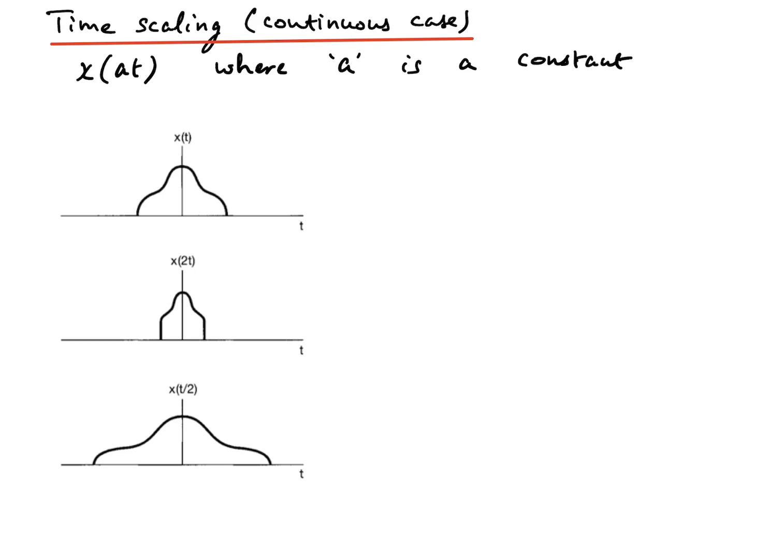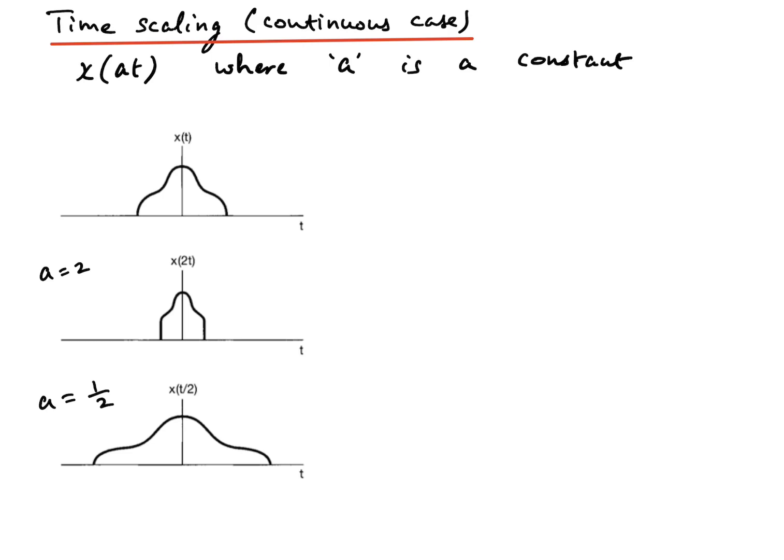Depending on the value of a, when a is greater than 1, we get a compressed version, and when a is less than 1, we get an elongated version. In this case it's x of a t, so a is equal to 2 here. For this example, a equals 2, and the other one is t by 2, that means 1 by 2 times t, so that example is depicting a equals half. So when a is greater than 1, the signal is compressed, and when a is less than 1, the signal is elongated.